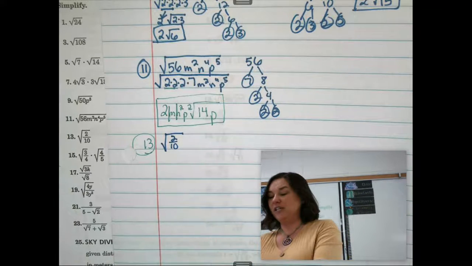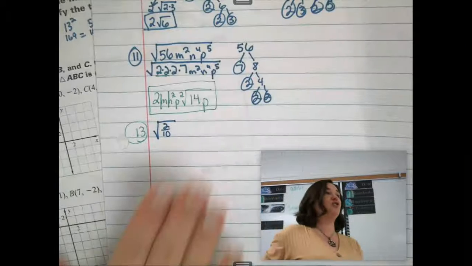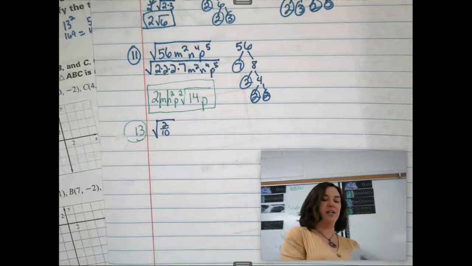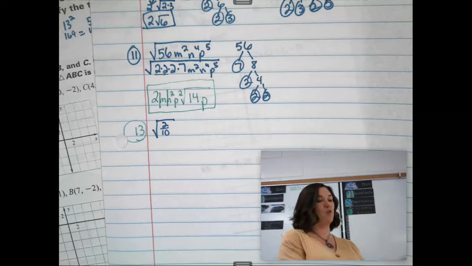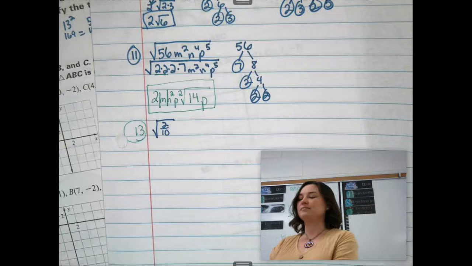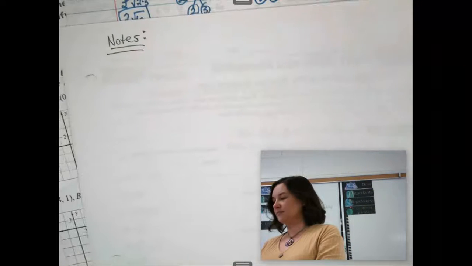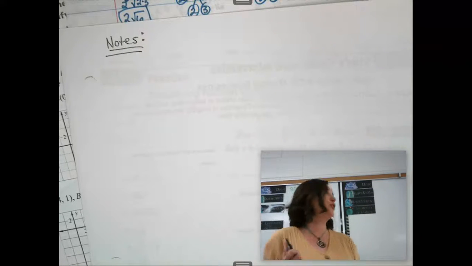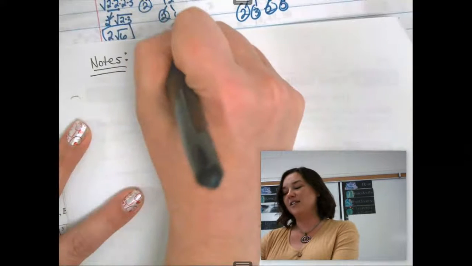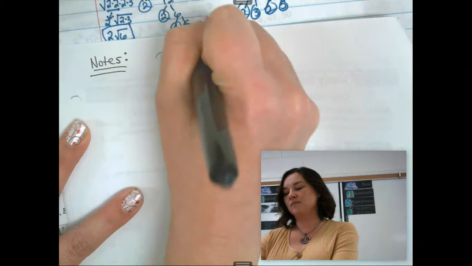And actually, I apologize. If you had an extra sheet of paper, don't get rid of it. But I meant to tell you this. Turn to page 14 in your packet. This is where you're going to put notes on what this new lesson is, which is rationalizing the denominator.